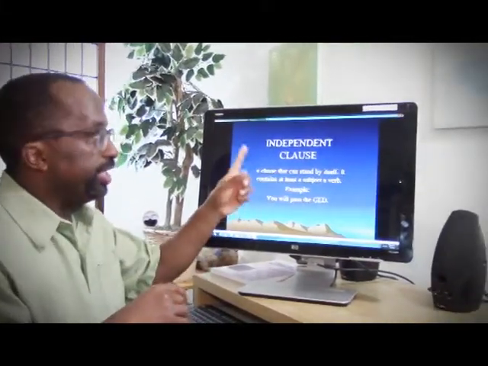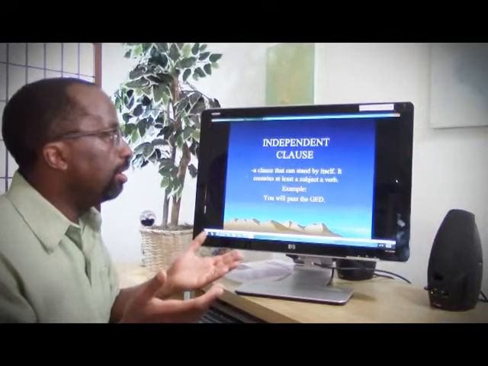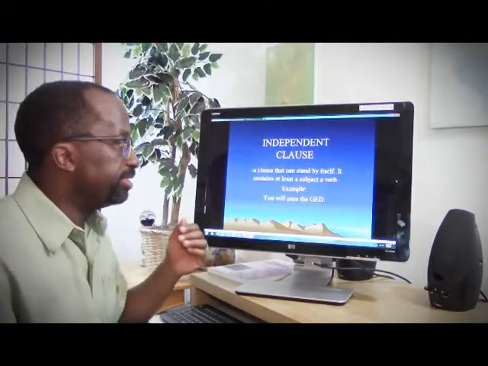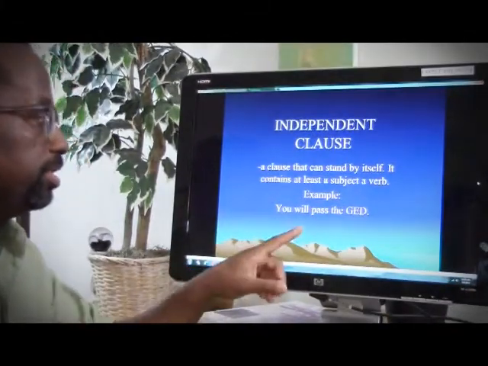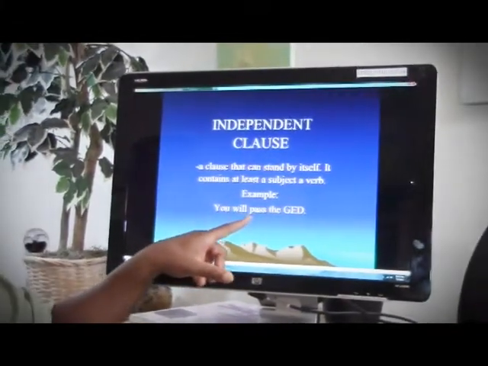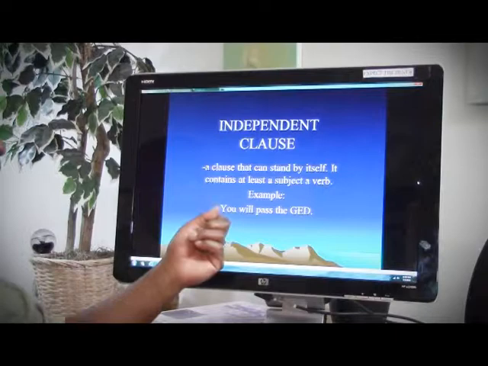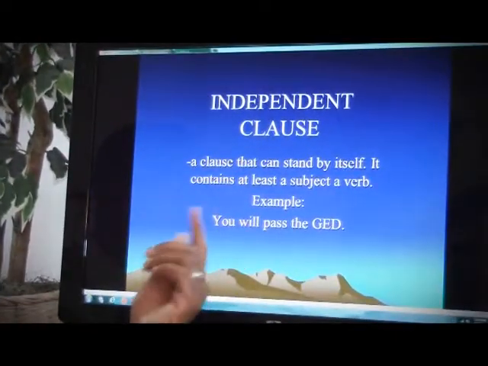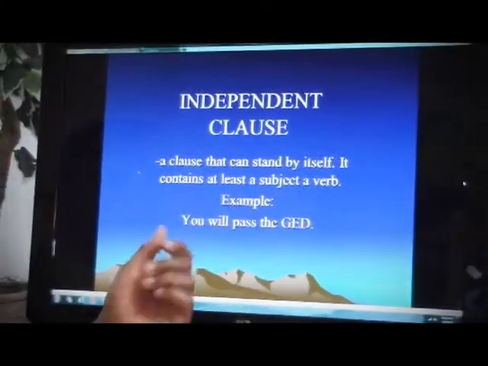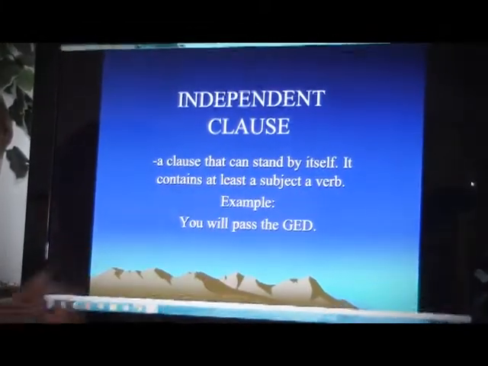A sentence is really an independent clause. An independent clause means it's a clause that can stand by itself. It contains at least a subject and a verb. Here's an example. You will pass the GED. You is the subject. The verb is pass. In this case, the full verb is will pass.